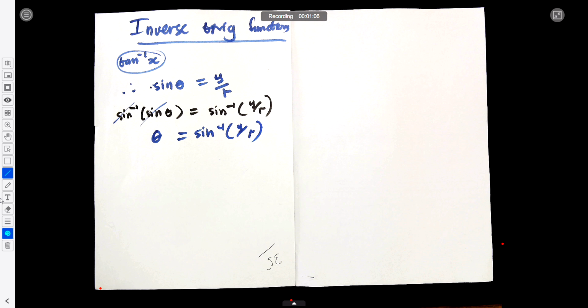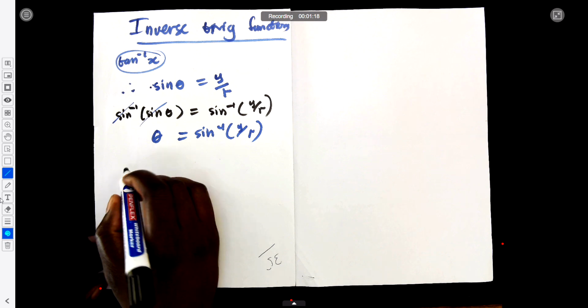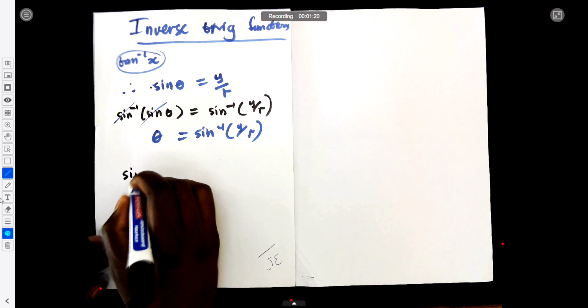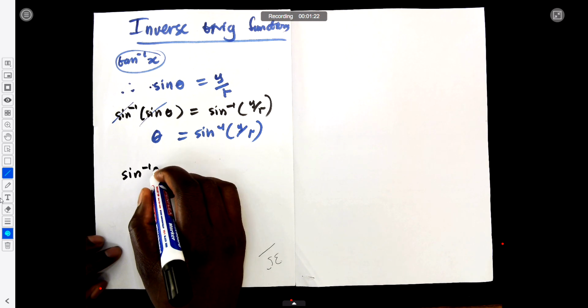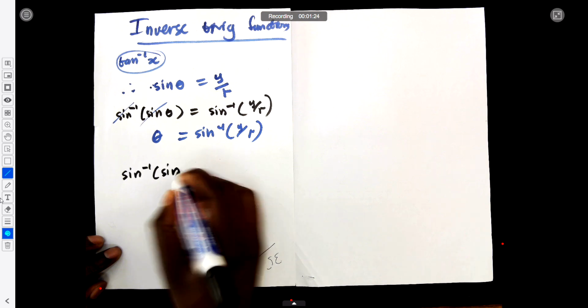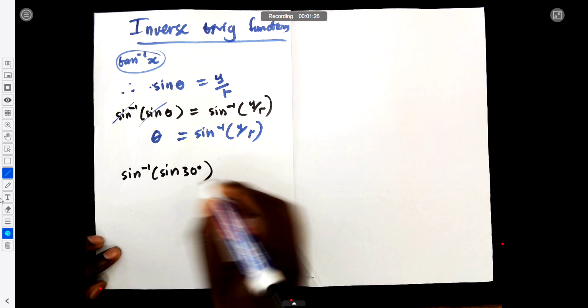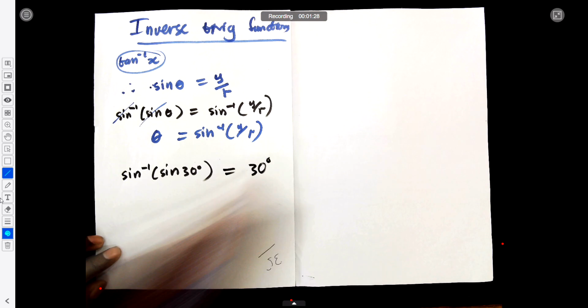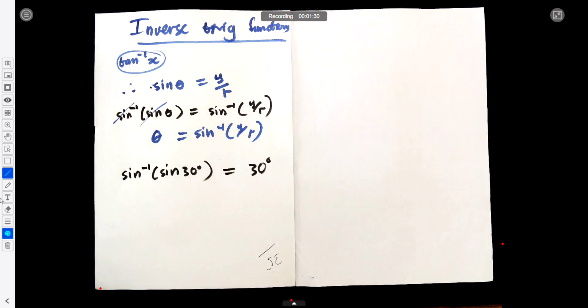So that's why when you're solving for solutions, you're not transposing, you're applying arcsine on both sides of the function. So please try it: punch in your calculator arcsine of sine 30 degrees. I hope you see you'll get 30 degrees. Shift, sine, 30.